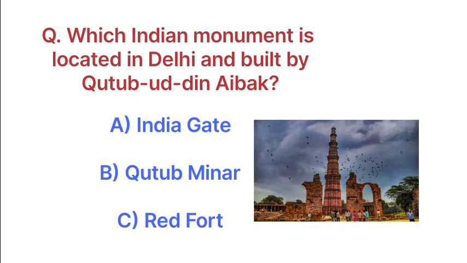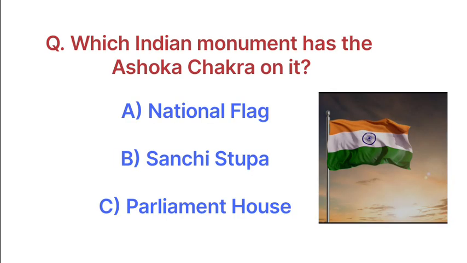Which Indian monument is located in Delhi and built by Qutb-ud-Din Aibak? Answer: Qutb Minar. Which Indian monument has the Ashoka Chakra on it? Answer: National flag.